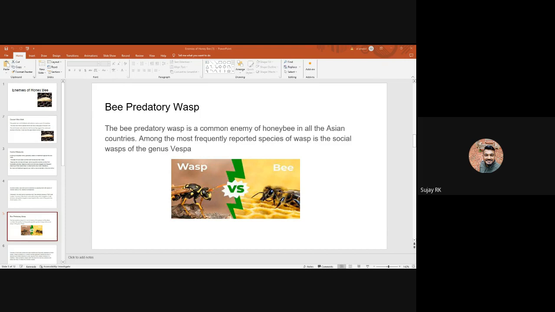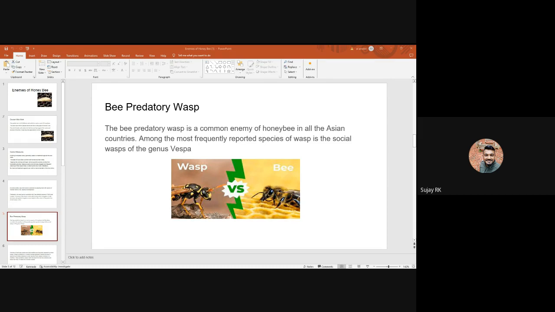So these pests are active in a hot and humid environment. So we should make sure that the boxes are kept in an environment where it is not so hot and humid. And the wasp, as I told, these are the ones who wait at the entrance of the hives to attack the bees.